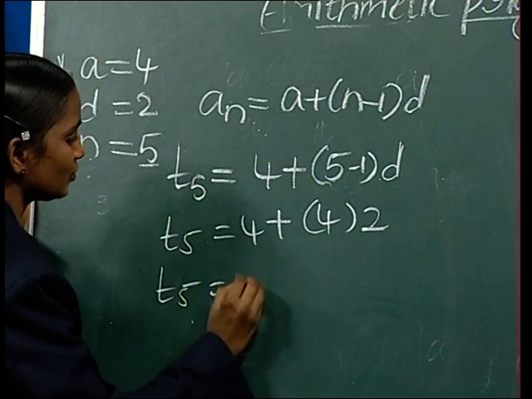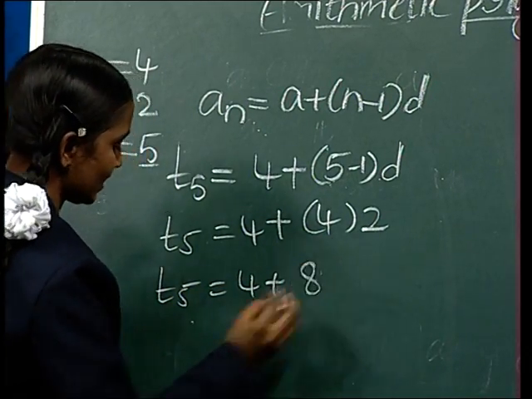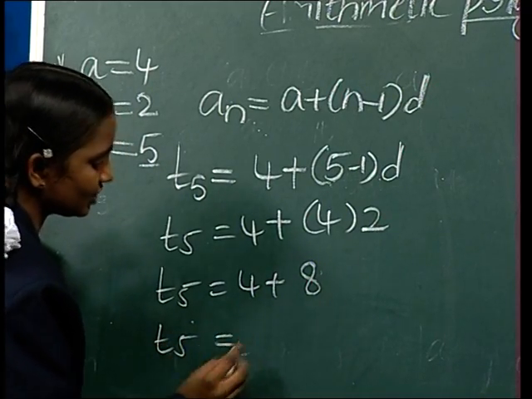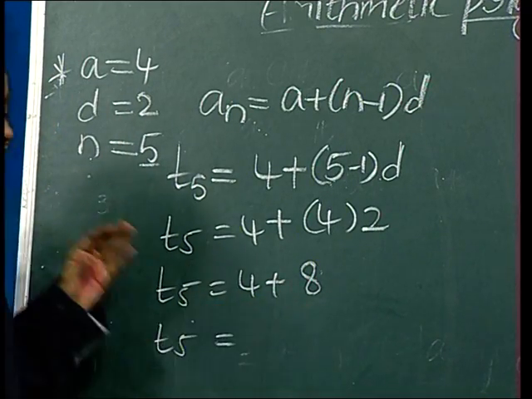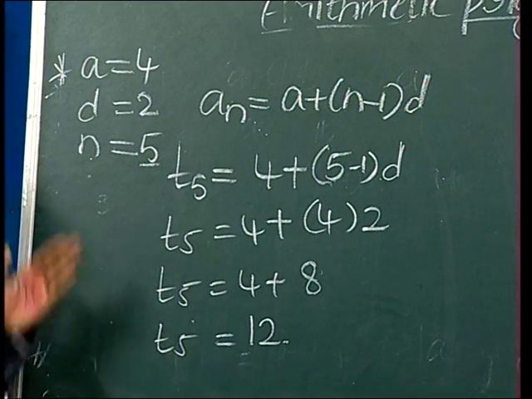Then T5 is equal to 4 plus 4 2s are 8. That means the fifth term of the arithmetic progression, 8 plus 4, becomes 12. So, the fifth term of this progression is 12.